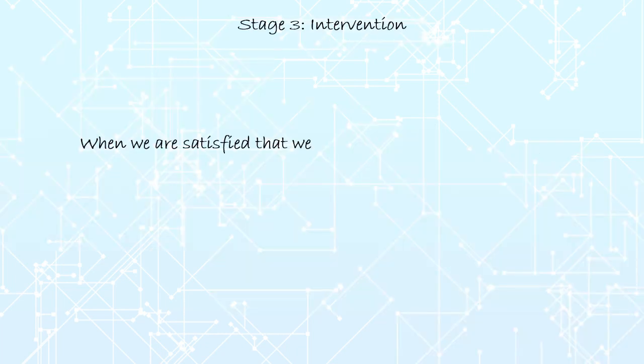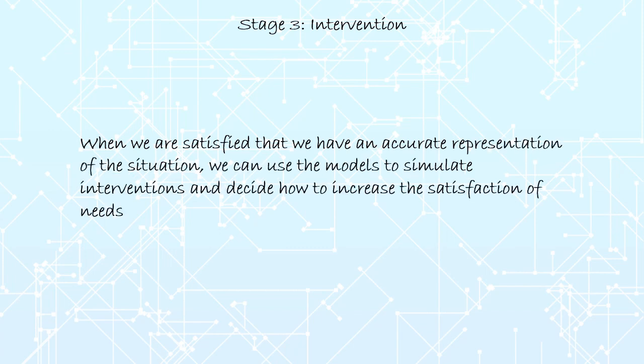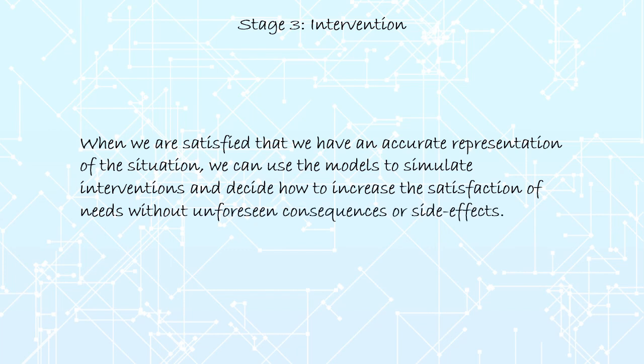When we're satisfied that we have an accurate representation of the situation, we can use the models to simulate interventions and decide how to increase the satisfaction of needs without unforeseen consequences or side effects. We'll use a group of friends as an example of a social situation. We'll analyse the parts by answering the questions we asked earlier, and then we'll synthesise the whole using computer models.